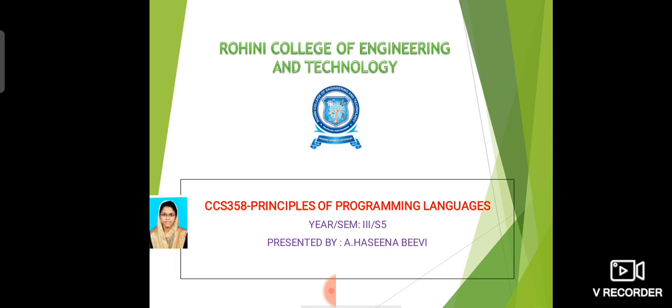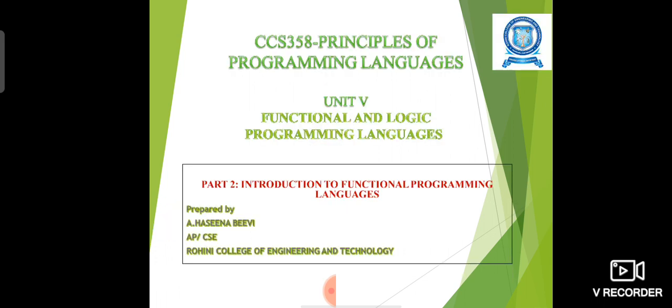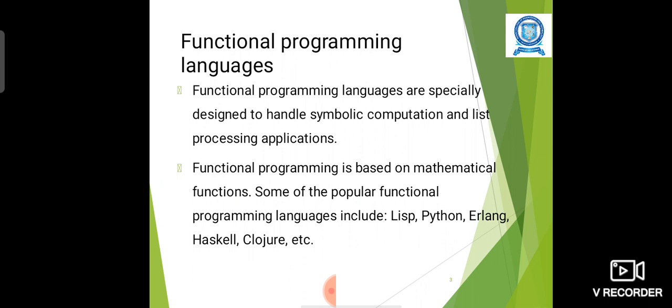In this video lecture, we are going to see the topic Introduction to Functional Programming Languages from the 5th unit for the subject Principles of Programming Languages. Functional programming languages are specially designed to handle symbolic computation and list processing applications. It is based on mathematical functions. Some of the popular functional programming languages are Lisp, Python, Erlang, Haskell, Clojure, etc.